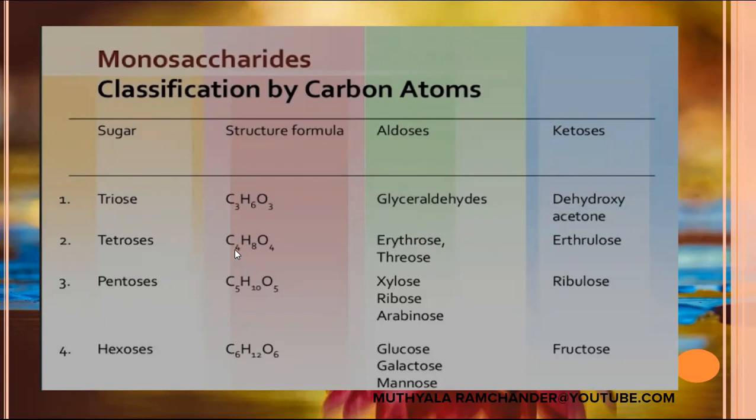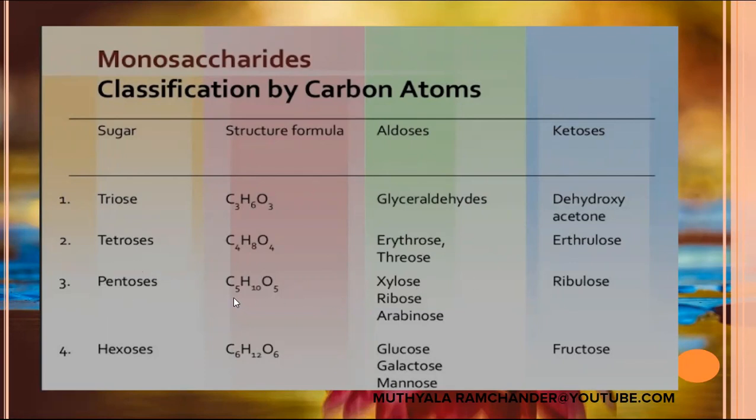Then the second one, tetroses. The chemical formula is C4H8O4. Erythrose contains aldehyde groups, so these are called aldoses. Sometimes they are ketoses, like erythrulose. They contain keto groups in the tetroses.